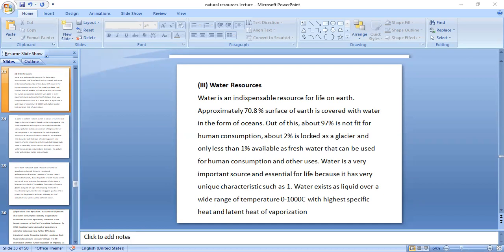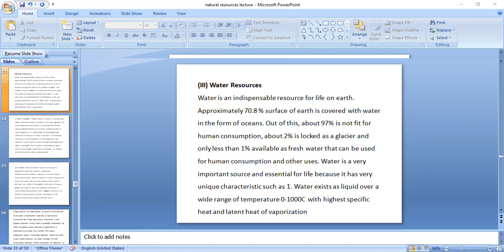Now for the industrial purpose, there are industries that need water, whose running is not possible without water. They need water for various machines. They need water for washing of their products, right? So for that, all the industries need water.